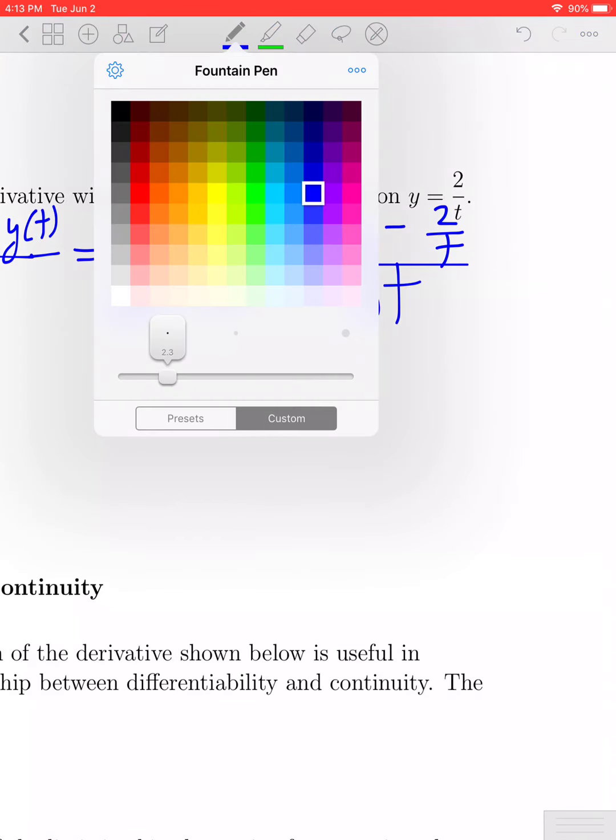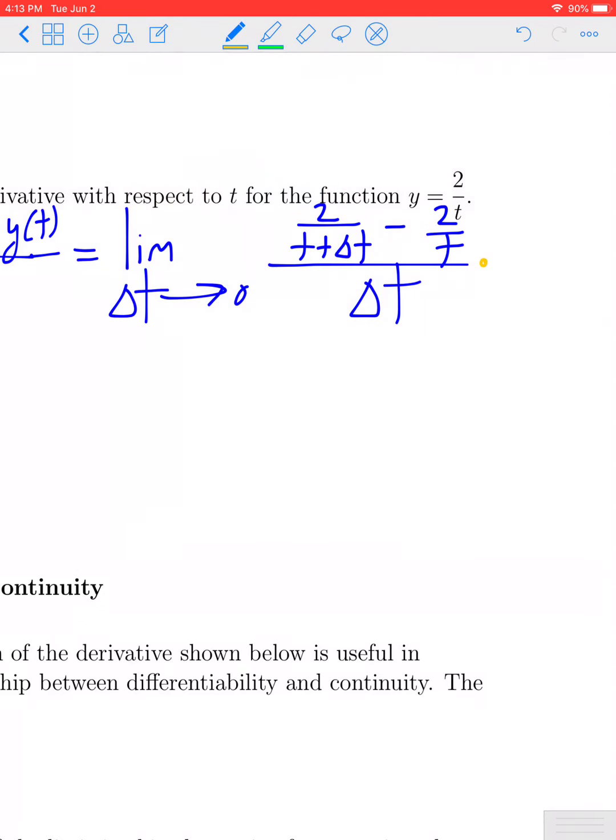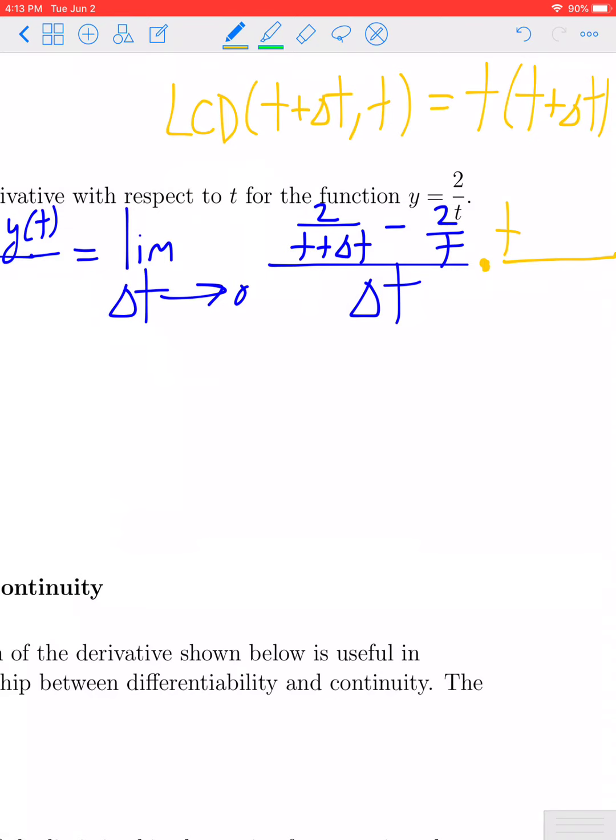The analytical technique we're going to use this time is to simplify this complex fraction. I'm going to take the main fraction, the main numerator and denominator, and multiply them by the LCD of my subdenominators, which is like my second order denominators. The LCD of the terms t plus delta t and t by itself is just going to be the product of the two. It's going to be t times t plus delta t. And if we do that, that should help us to simplify the complex fraction.